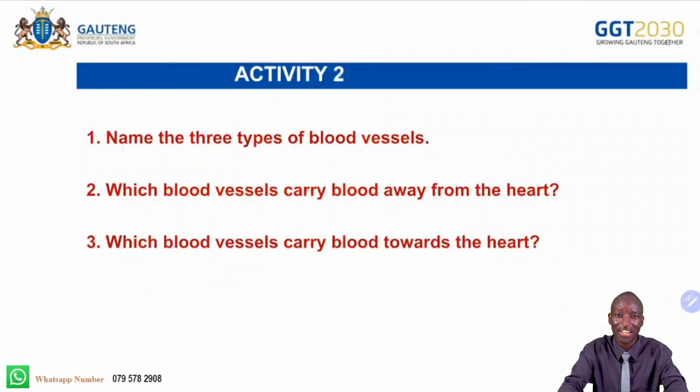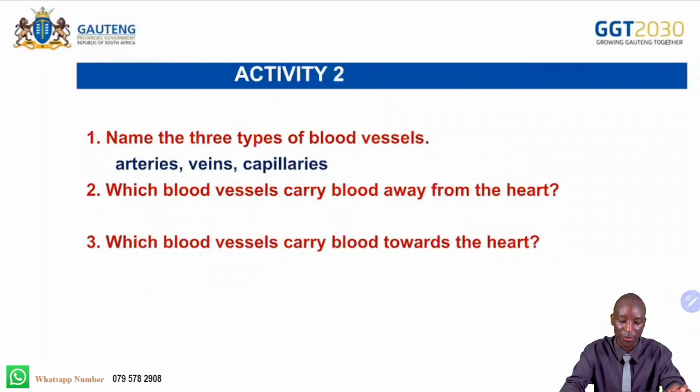Right, welcome back. I'm sure you also managed to do this activity correctly. We put 3 questions for this activity. Number 1 says, name the 3 types of blood vessels. Let's look at the answers to that. We put arteries, veins, and capillaries. So those are the 3 types of blood vessels.